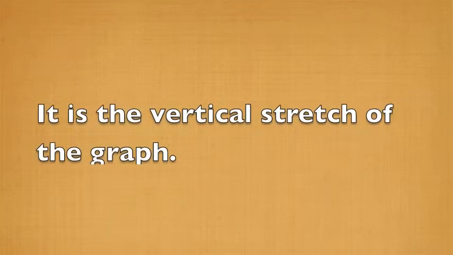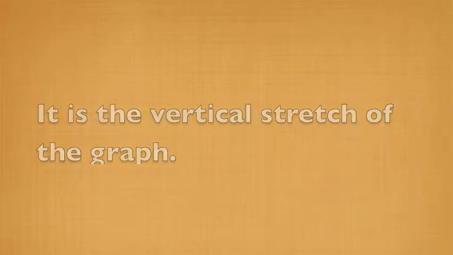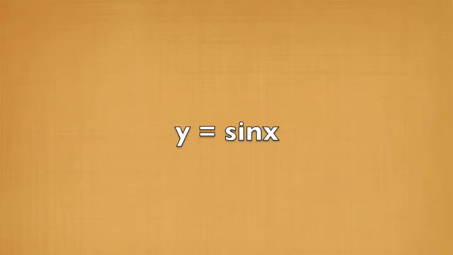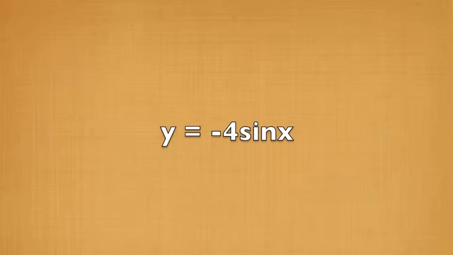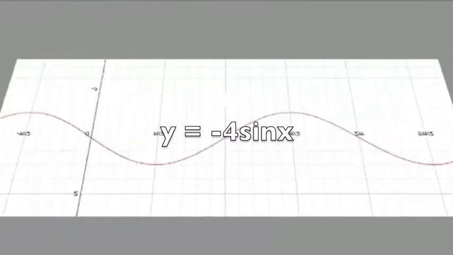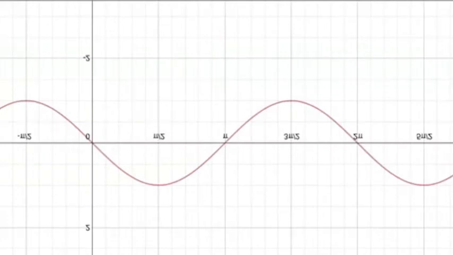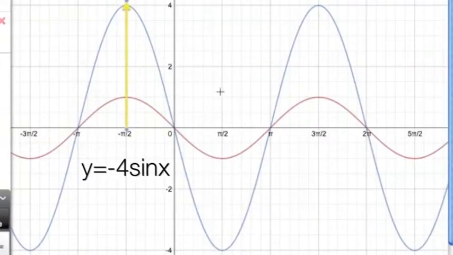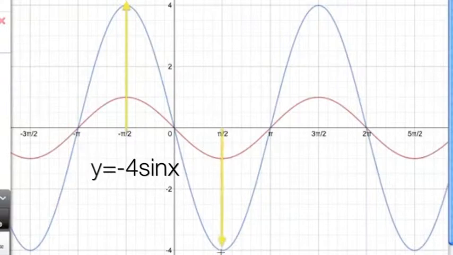Amplitude is how big the hump of the function is. It is the vertical stretch of the graph. The amplitude is determined by the number in front of sine x. Note that when the number is negative, the graph is flipped. It is the opposite of positive y equals sine x. In this function, the amplitude is 4, so the humps are 4 units big.